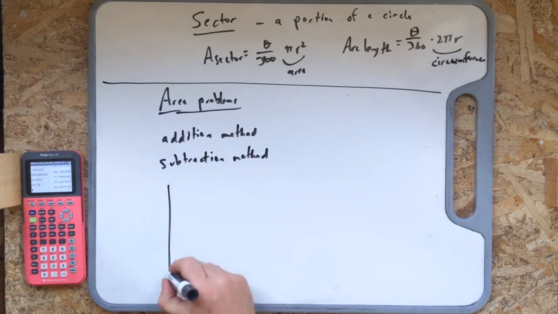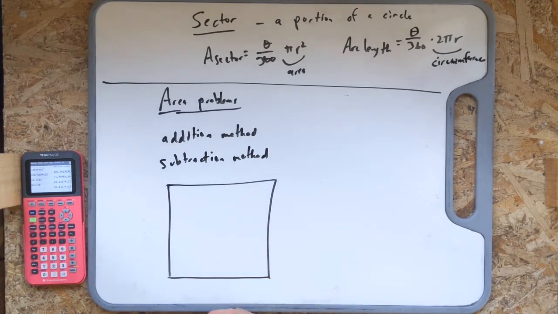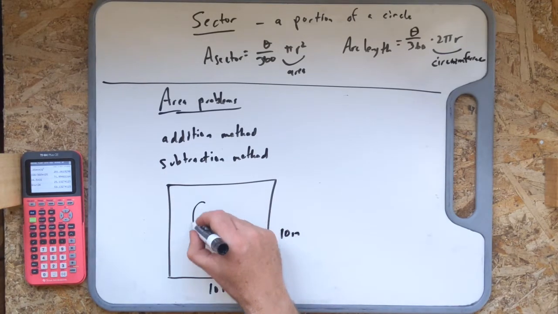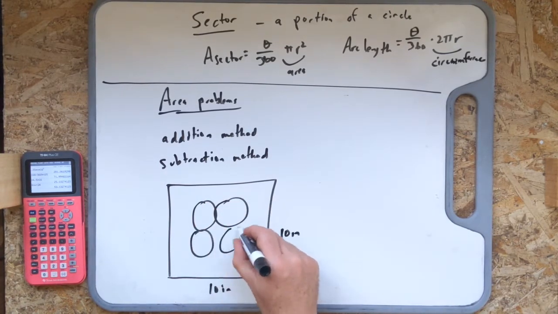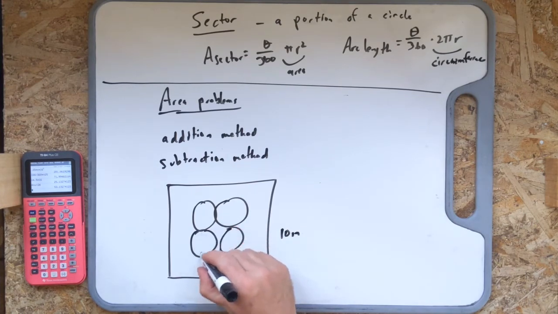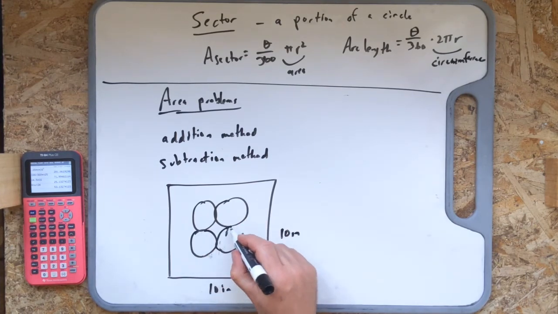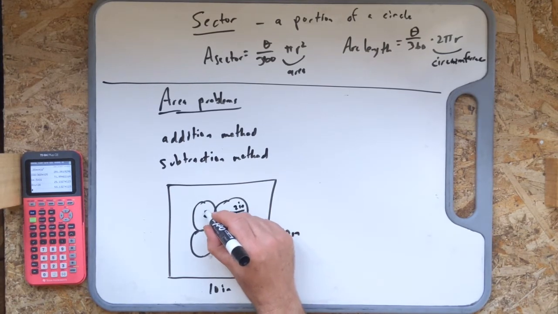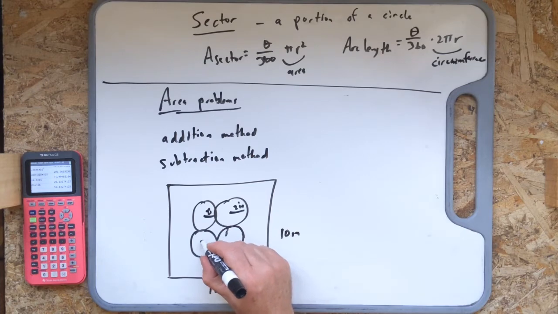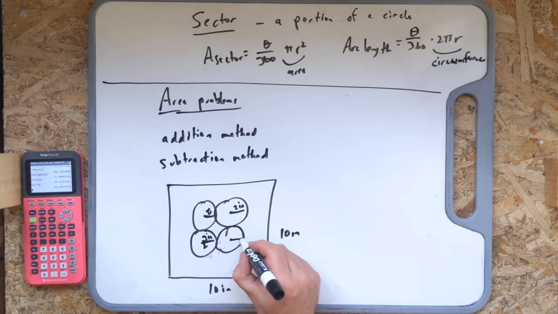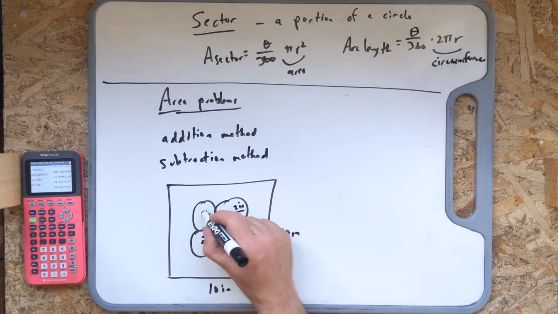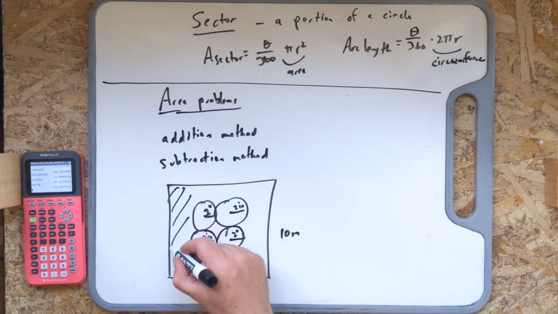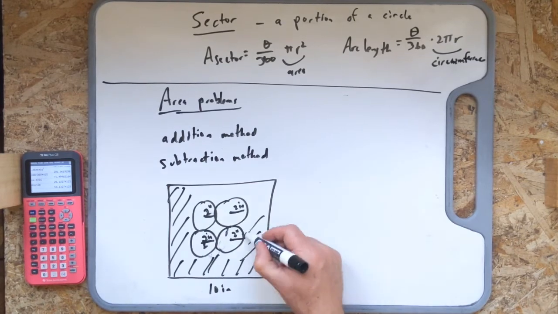Okay, subtraction method, I'm going to put an example down. I'm going to put a square here, 10 inches by 10 inches. And out of it, I'm going to take some circles, 4 circles, poorly drawn. They're supposed to be next to each other, right? And each of those circles has a radius of 2 inches. Oops, 2 inches, 2 inches, 2 inches. There we go. And I want to find the area of the non-circle part of it.